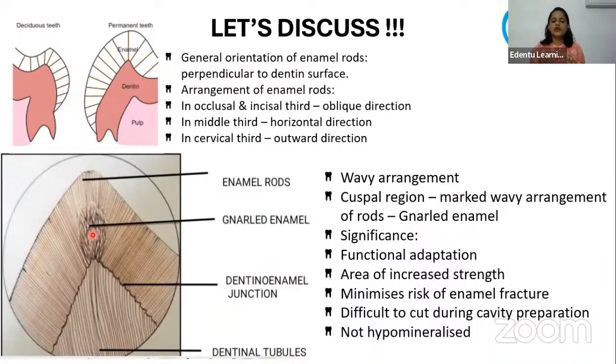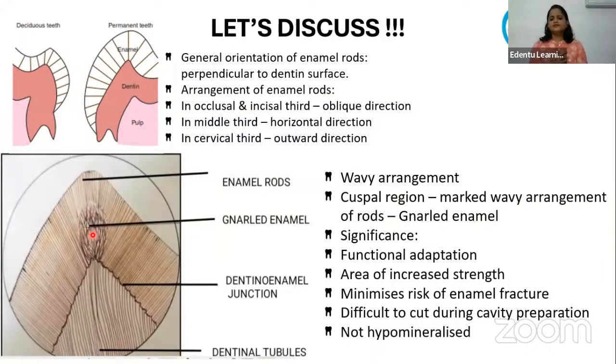Because of the wavy nature of these enamel rods, it has very high strength when compared to the remaining portion of the enamel. So this gnarled enamel has very high strength, and it is usually seen near the cusp tips only. In case of any occlusal forces or biting forces, the cusp should withstand those forces. For that reason we will be seeing more of this gnarled enamel in the region of the cusp tips.